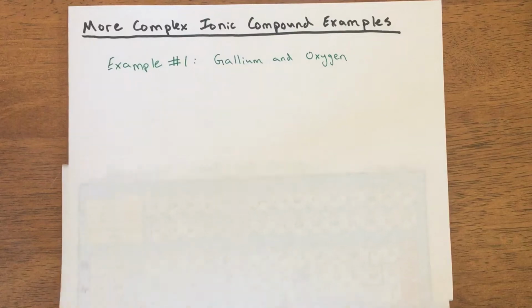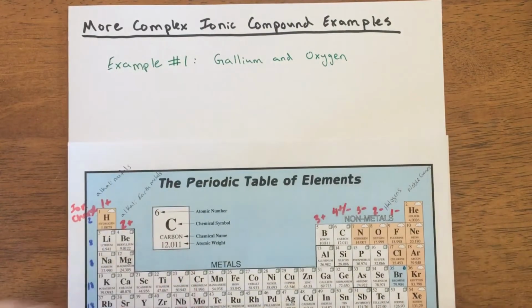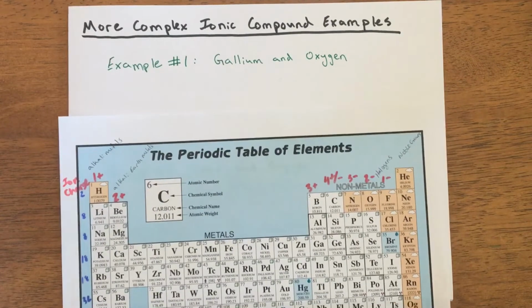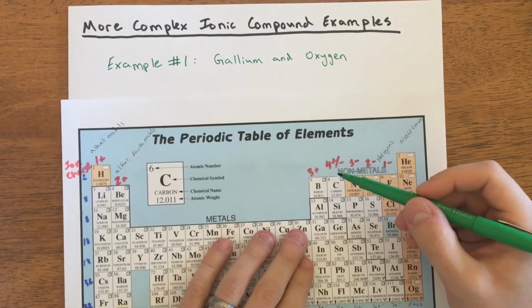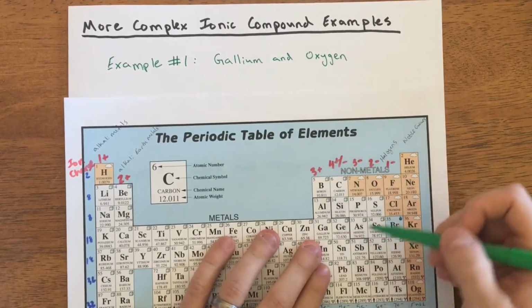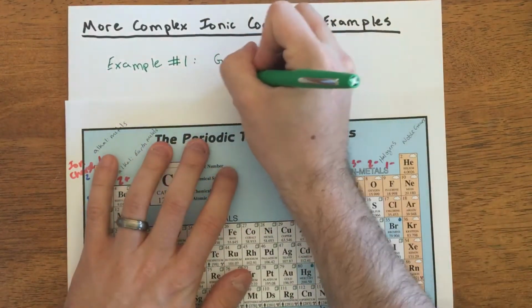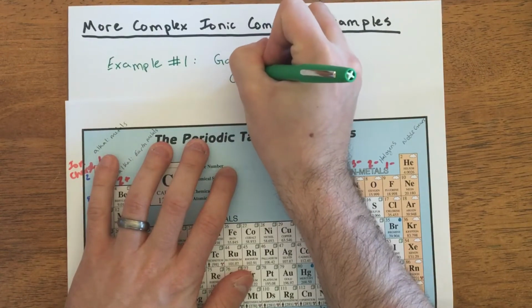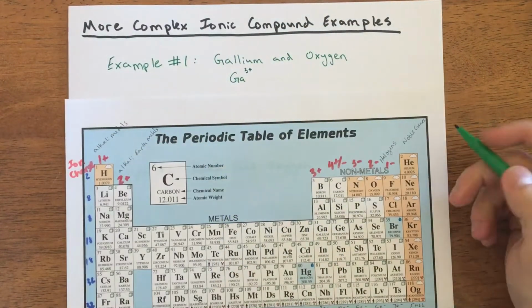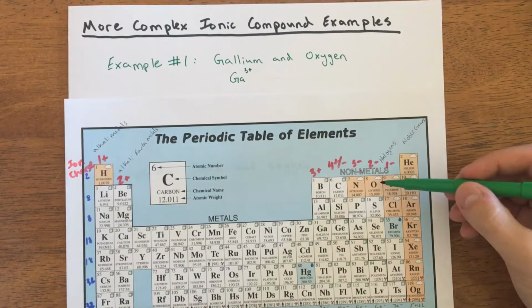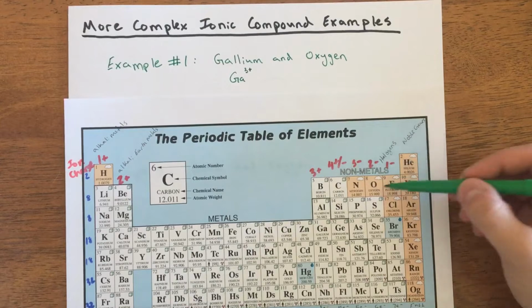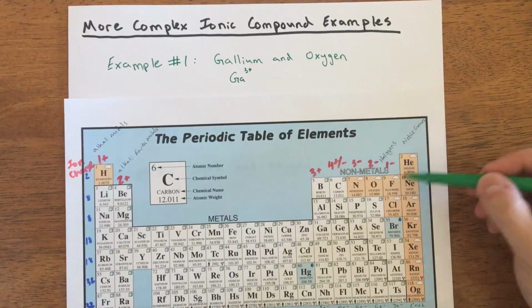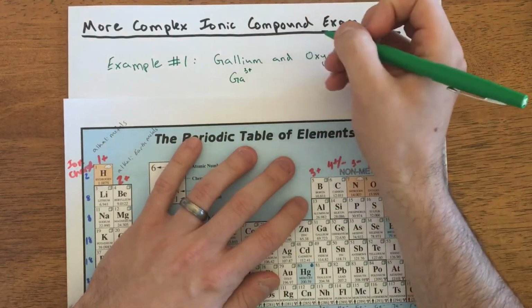Our first example is gallium and oxygen. So like before, the first thing we need to do is figure out what their charges are. Gallium is in our third main column, and if you've labeled your periodic table accordingly, that means gallium is going to have a charge of 3+. So I'm going to go gallium, 3 positive. Oxygen is in our 6th main column, and it has a charge of 2-, which means that it will have to gain 2 electrons to become stable.